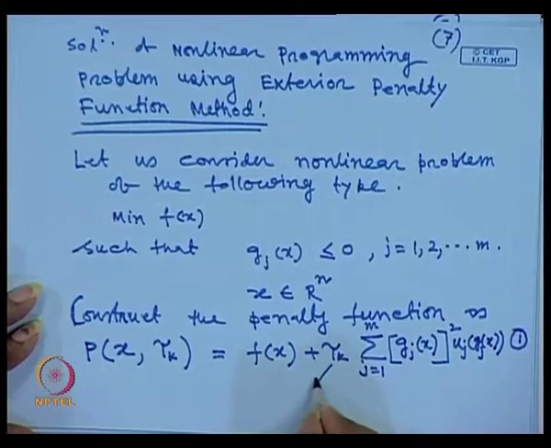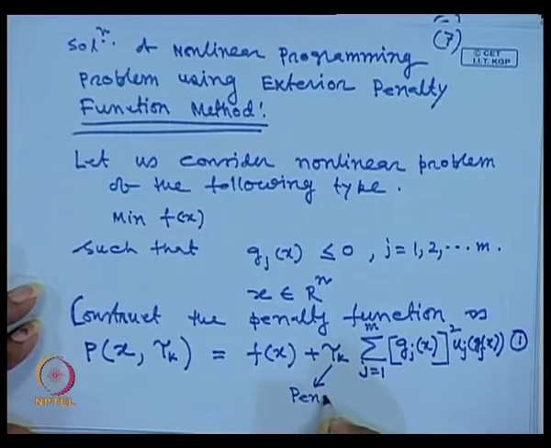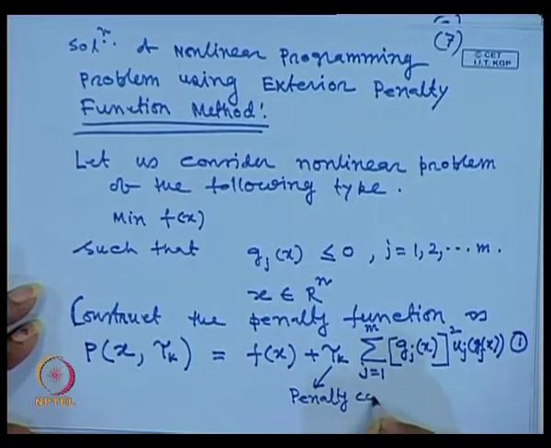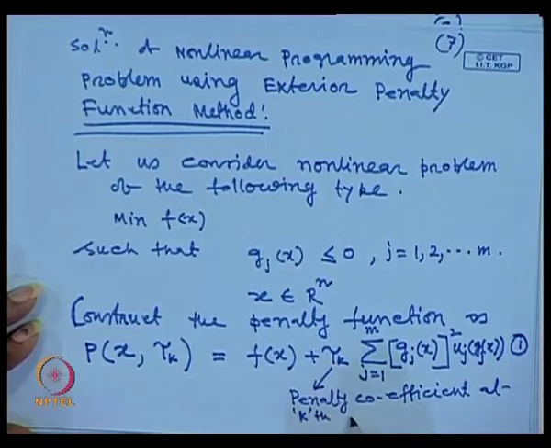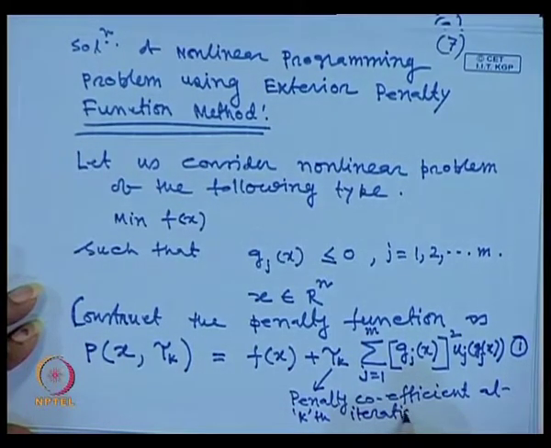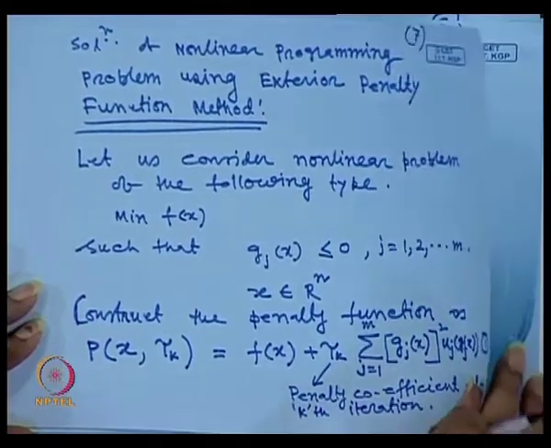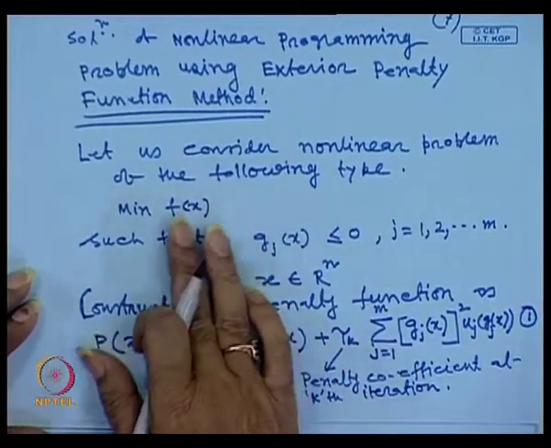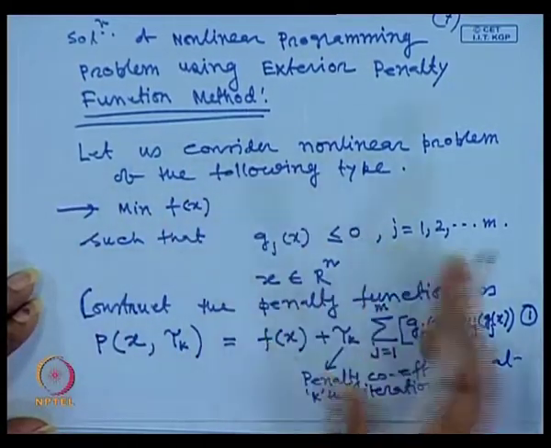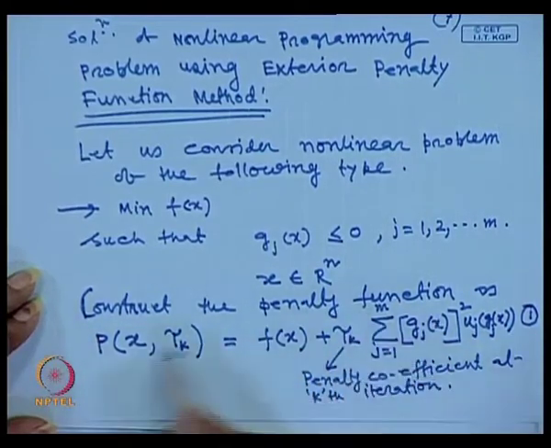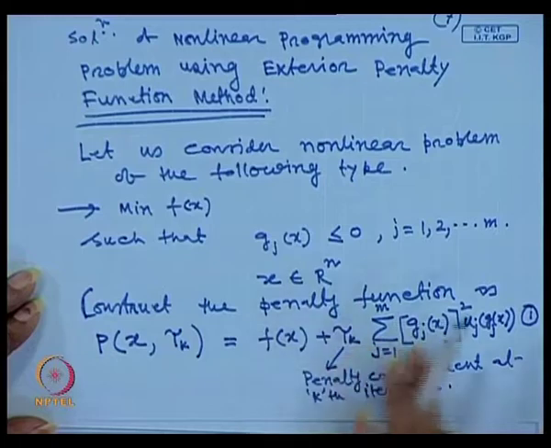So, this tau k is called the penalty coefficient, where k indicates the kth iteration, agree. So, the objective function is given, the constraints are given, these objective and constraints are nonlinear, and then we construct a penalty function in this way: objective function plus this.